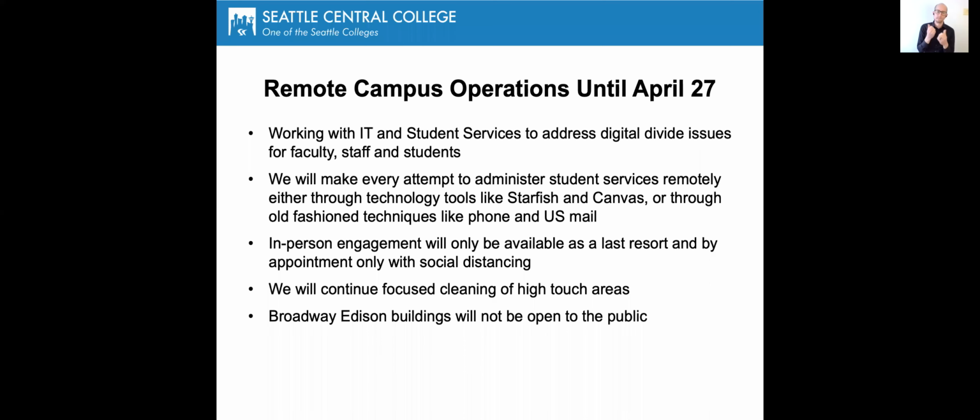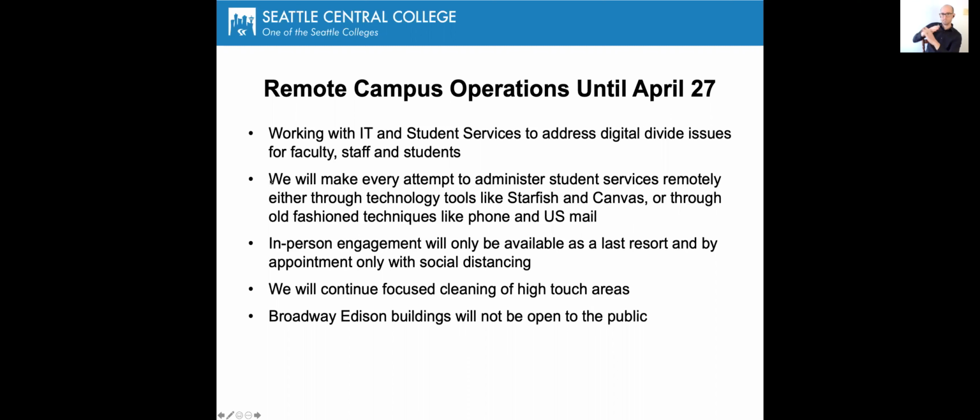We will continue to do the focused cleaning of high-touch areas like we did, but just know that the Broadway Edison buildings will not be open to the public. So that is a huge thing for us. We are limiting people coming in the building.